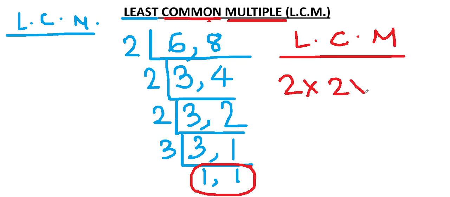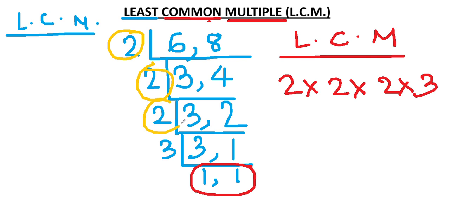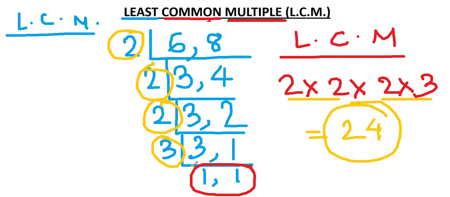2 times 2 times 2 times 3. So these numbers are the LCM: 2, 2, 2, 3. When we multiply them, 2 times 2 is equal to 4, and 2 times 3 is equal to 6, and thereby our answer is 24.